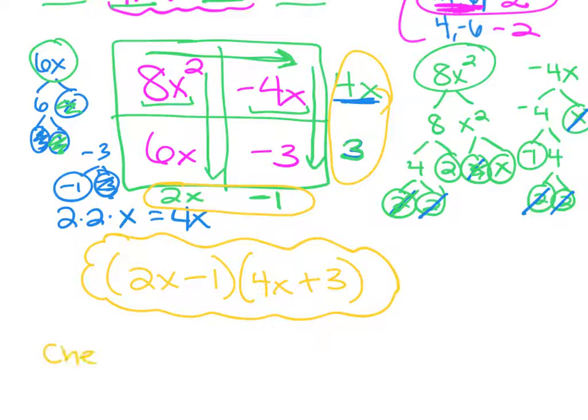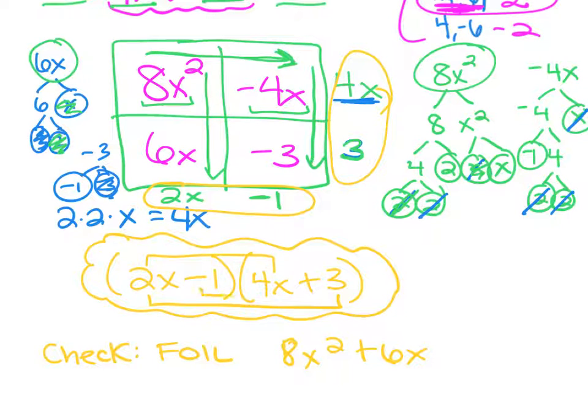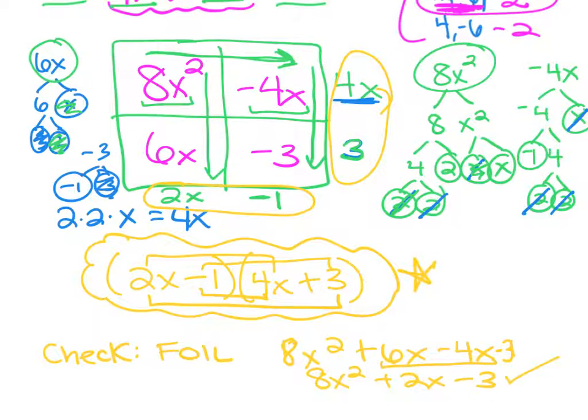Now, again, you could check your work. I'm not asking you to check every single time, but you could use the FOIL method: first, outer, inner, last. So my first is 4x times 2x. That's 8x squared. My outer is 2x times 3, which is 6x. My inside is negative 1 times 4x, which is negative 4x. And then last would be negative 1 times positive 3, which is a negative 3. So we end up with 8x squared. If we combine like terms, 6x minus 4x is positive 2x, and we have a minus 3 at the end, which is the trinomial that we began with. So that way we know our factorization is correct.